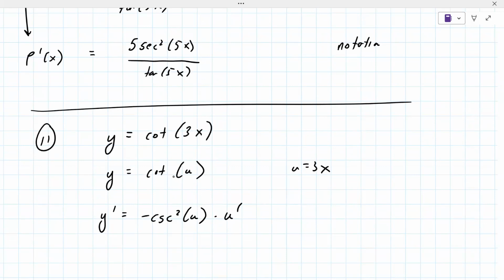And so what is u prime? Well, it's just 3, and then you're just feeding those back into the original. So the answer is minus cosecant squared 3x times 3. And then if you want to simplify, you can. I was actually just working with a student whose teacher completely emphasizes the simplifying. And so he's having a lot of trouble because it's like a whole other problem if you have to simplify.